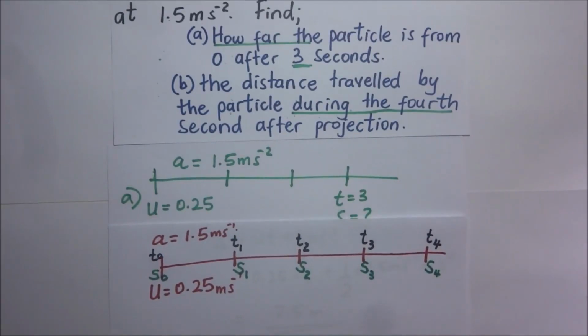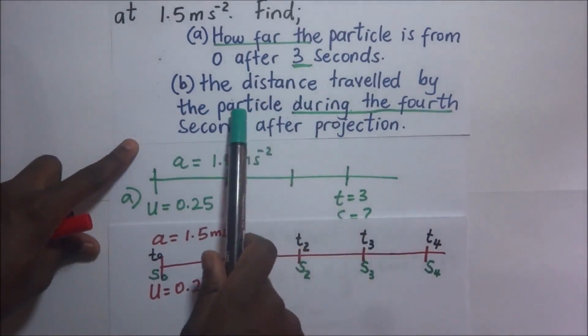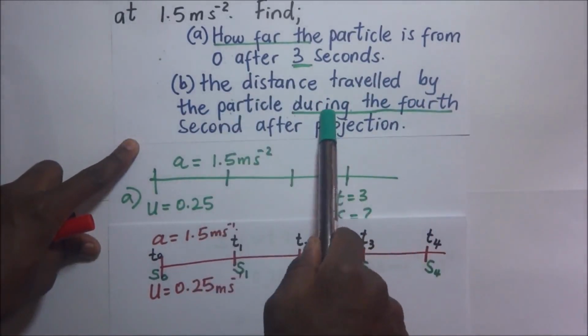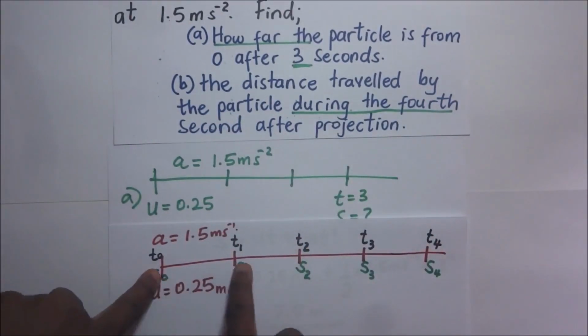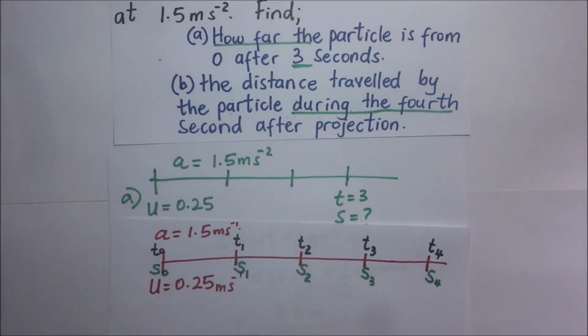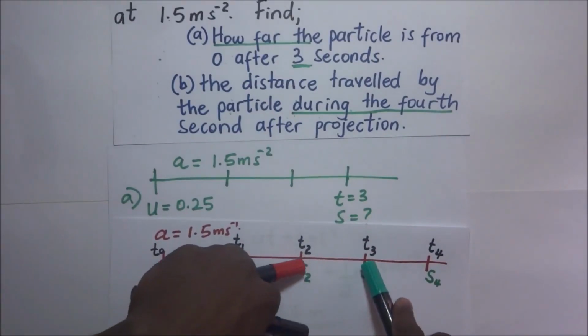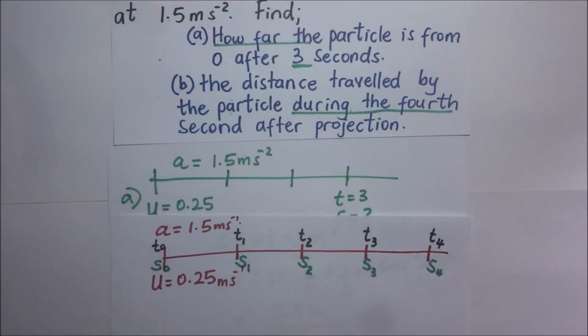So when they ask us to find the distance traveled by the particle during the 4th second, it means that from 0 to 1, this is the distance covered in the 1st second, this is the distance covered in the 2nd second, this is the distance covered in the 3rd second, and this is the distance covered in the 4th second.